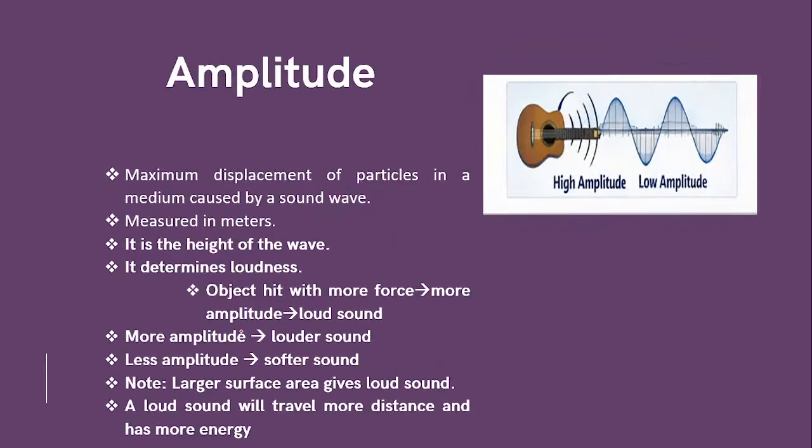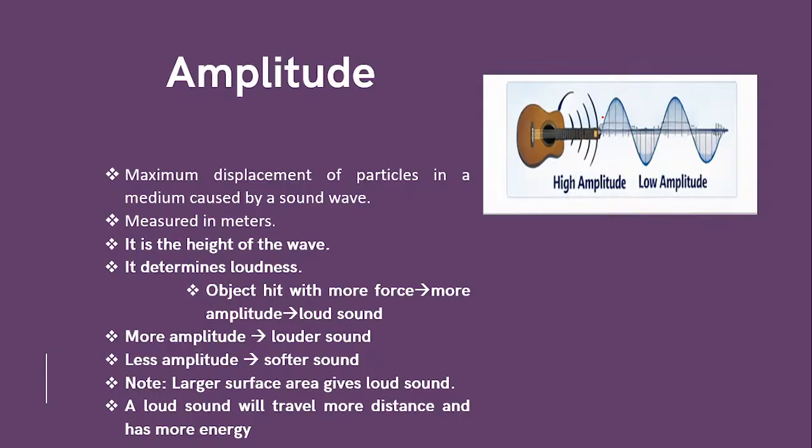Next comes amplitude. We have high amplitude and low amplitude. Before that you should know what amplitude is. Amplitude means the maximum displacement of particles in a medium caused by a sound wave. This is your displacement. However much a particle is displaced will give you your amplitude. If it is displaced a little, it is low amplitude. If it is displaced more, then it is high amplitude.